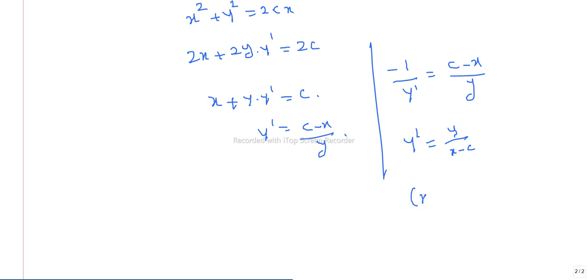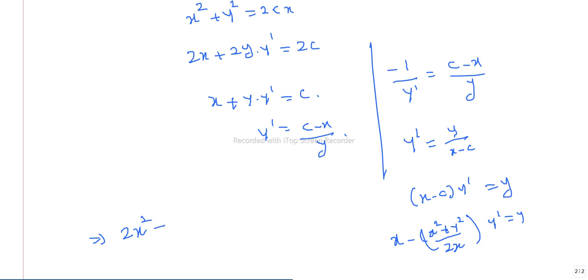Correct. Now, substitute the value of c here. Cross multiplying, we have x minus c into y dash equal to y. Now, x minus what is c? c is x square plus y square by 2x. Then just cross multiply 2x, we get 2x square minus x square minus y square into y dash equal to 2xy, right?